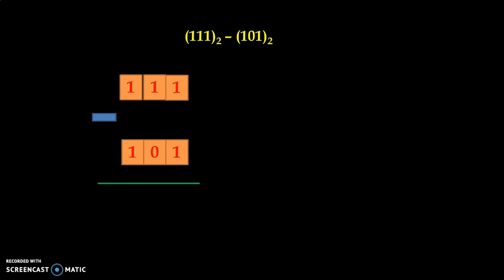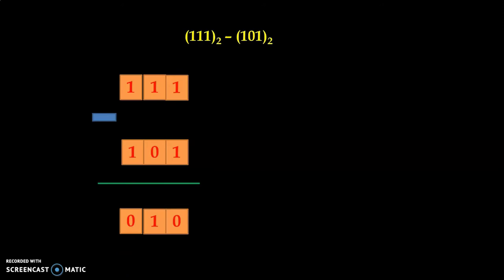So first, if we start from the least significant side, 1 minus 1, similar values, so the difference is 0. 1 minus 0 is 1. Again 1 minus 1, similar values, so 0. So we are getting the answer 0, 1, 0.